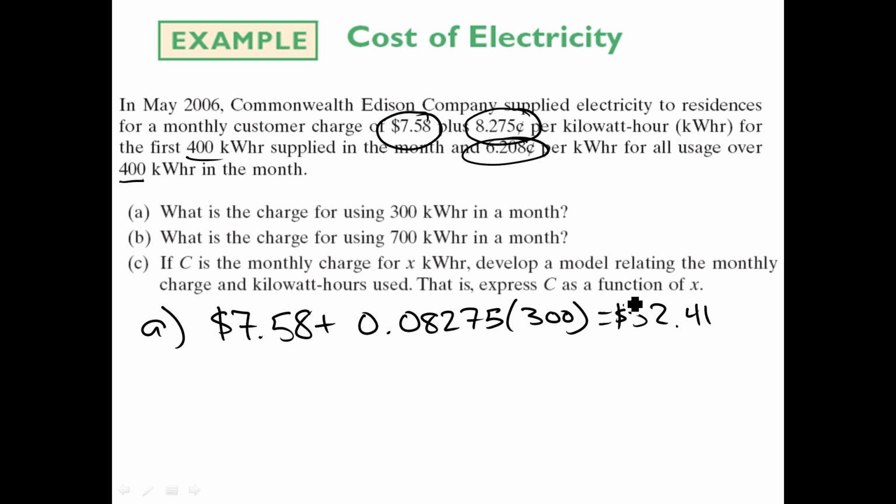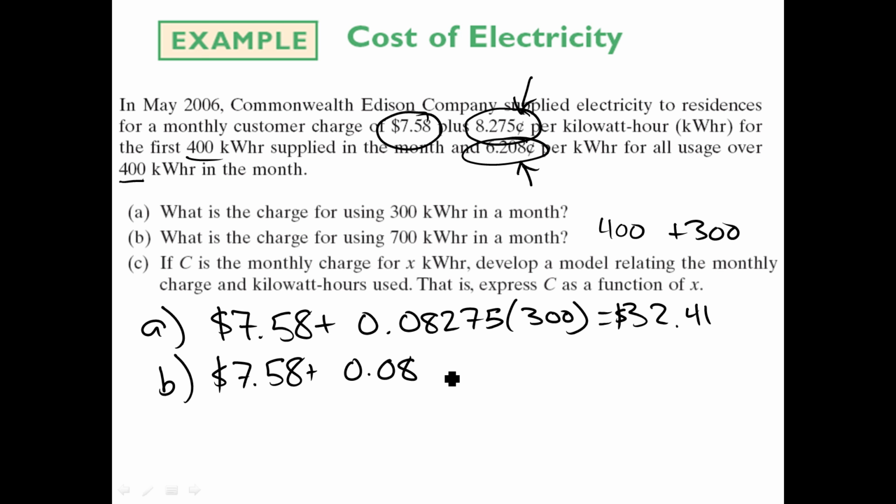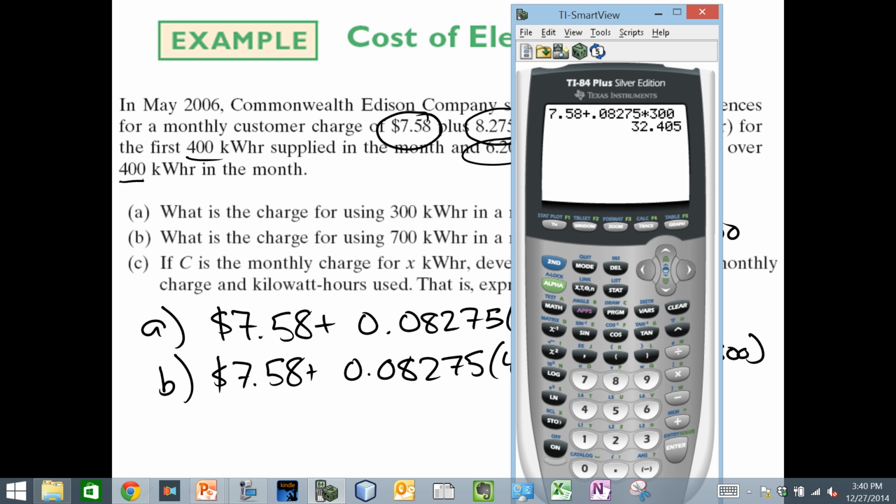All right, so this is a little bit different here because this is 400 kilowatt hours at the 8-cent rate plus another 300 kilowatt hours at the 6-cent rate. So let's see what we've got here. We've got 7.58 plus 0.08275 times the first 400, plus then we have the second rate, 0.06208 times the last 300 hours. All right, let's go ahead and plug this in, see what we get.